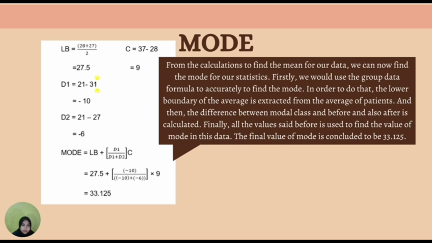Also, we get the value of the modal class frequency, which is 9. And then the difference between the modal class and before, D1, is negative 10, and the difference after is D2, negative 6. Finally, all the values said before are used to find the value of the mode in this data. And then we calculate to get a final value of 33.125.